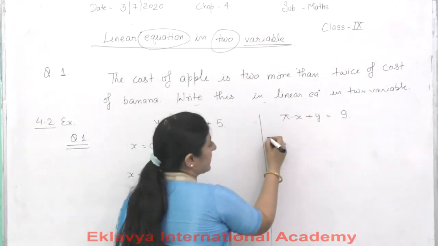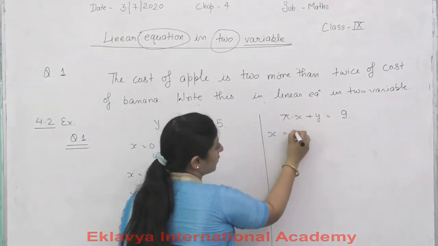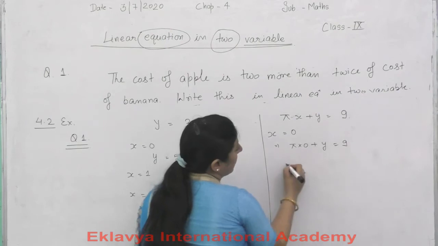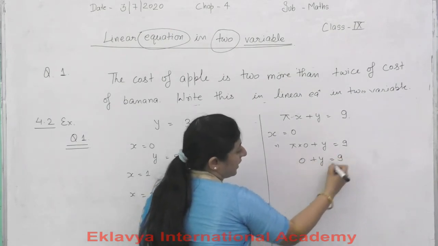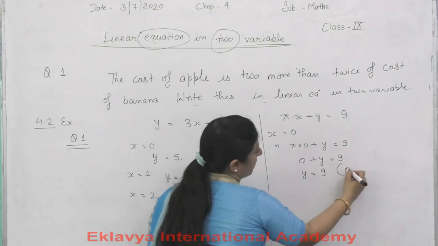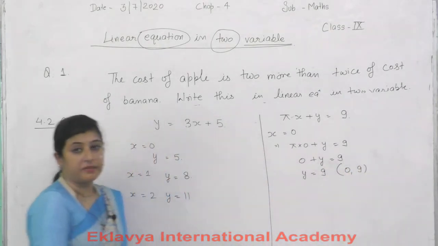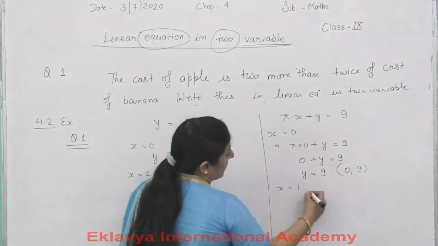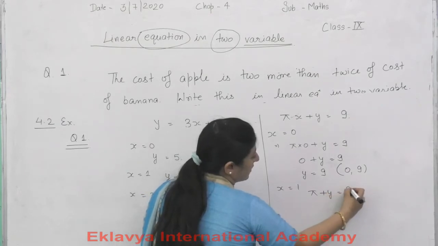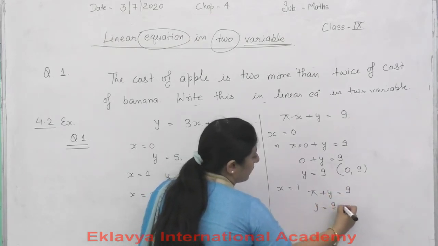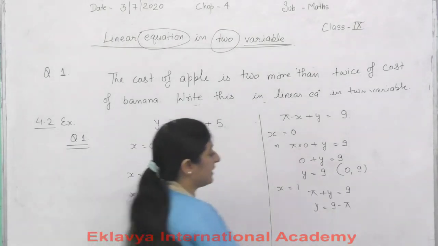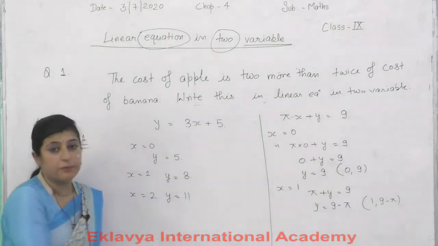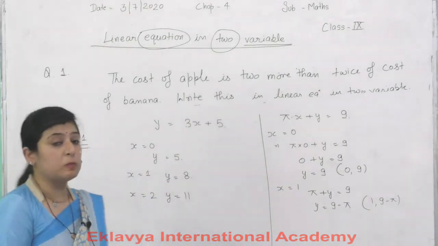We will follow the same steps. Firstly, put x is equal to 0, then it becomes pi into 0 plus y is equal to 9, then 0 plus y is equal to 9, then y is equal to 9. Our first solution is (0, 9). For the second solution, I can take x is equal to 1, then it becomes pi plus y is equal to 9, y is equal to 9 minus pi. Then it becomes (1, 9 minus pi). This way you can find more solutions, no problem.